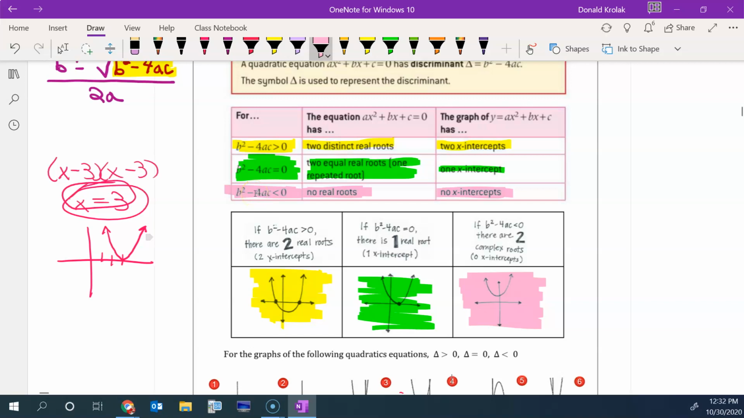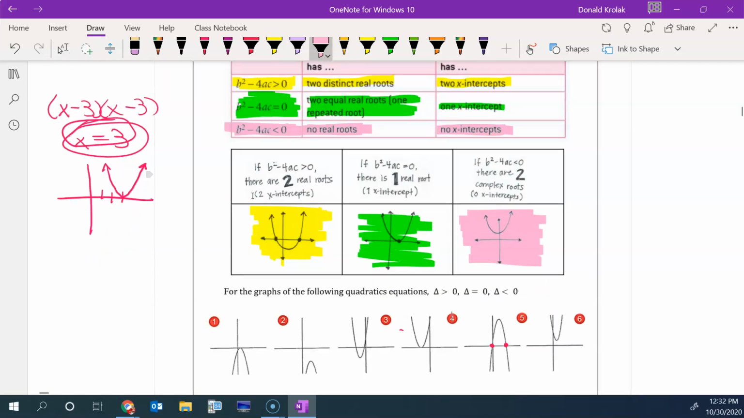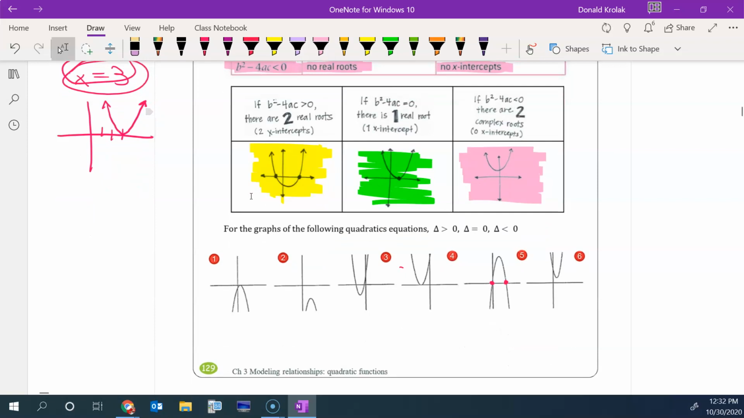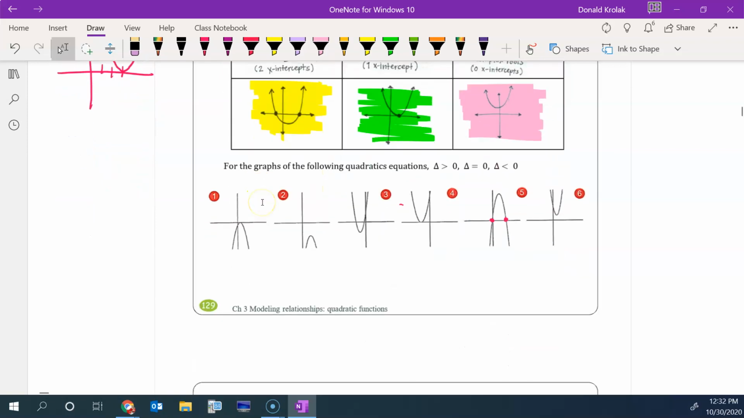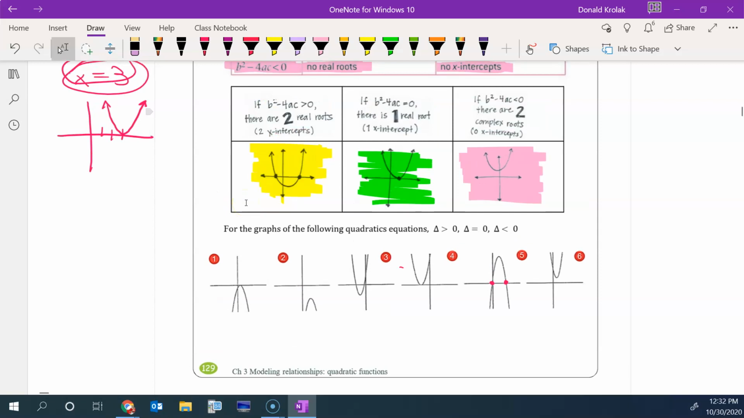Tyler. All right, so if we looked at number 1, what kind of discriminant would you have? 0, greater than 1, less than 1? 0. So this symbol, this triangle, is the Greek letter delta. And that symbol stands for discriminant.